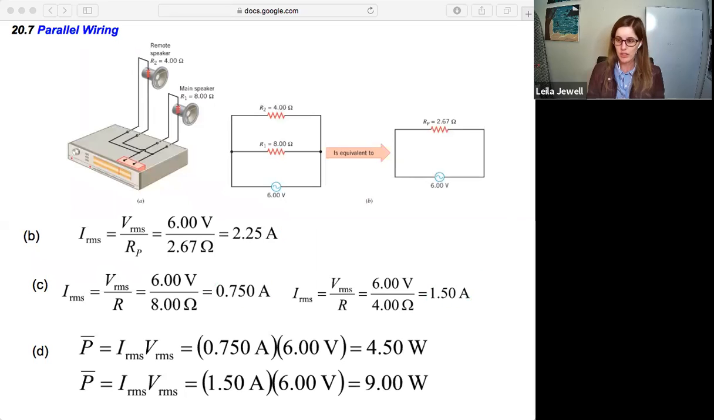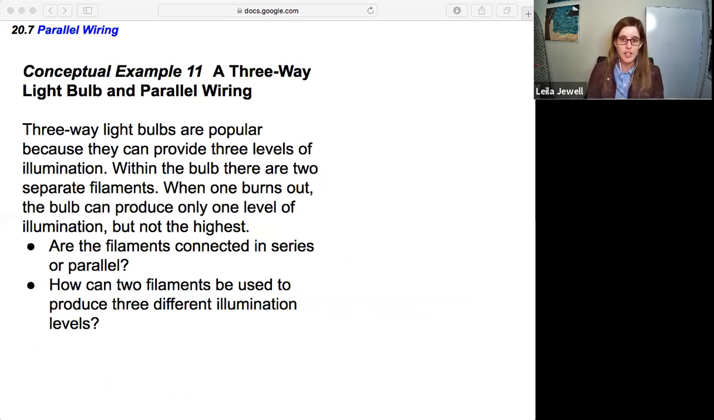Let's check one more example, a conceptual example of a three-way light bulb in parallel wiring. Three-way light bulbs are popular because they can provide 3 levels of illumination. Within the bulb, there are 2 separate filaments. When one burns out, the bulb can produce only 1 level of illumination, but not the highest. So are the filaments connected in series or parallel? And how can 2 filaments be used to produce 3 different illumination levels? I want you to think about this before you move on, so go ahead and pause the video.